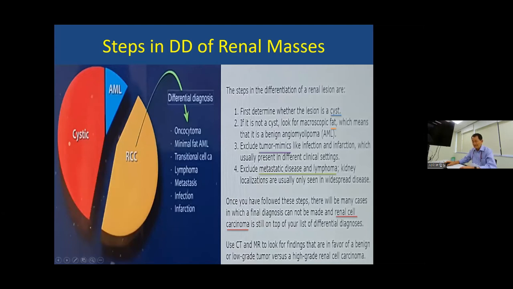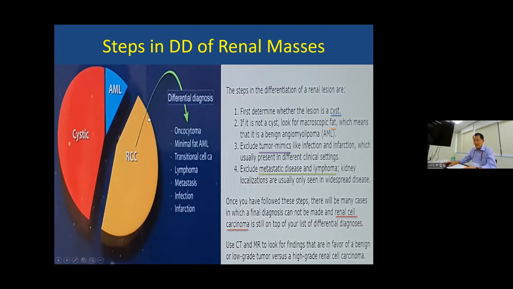Now, in renal mass, most common is a cyst. If it's not a clear-cut cyst, if there's a fatty density, that's a common angiomyolipoma. But otherwise, you all have to think about certainly the tumor category. In that, you have a primary renal cell or a transitional cell, but the lymphoma, and also even metastasis, you have to think about it.